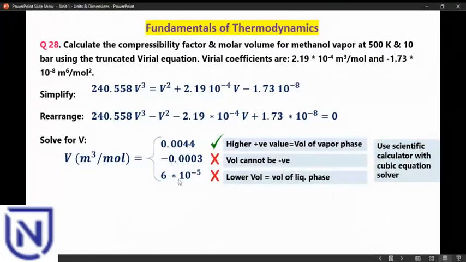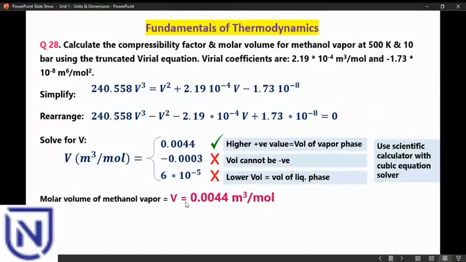Then among the positive values, consider the highest value. That is the molar volume of the vapor phase. The lower volume is the molar volume for the liquid phase. So don't consider the lower volume, consider the higher volume. So I have considered the higher value. All right, so that is the molar volume.